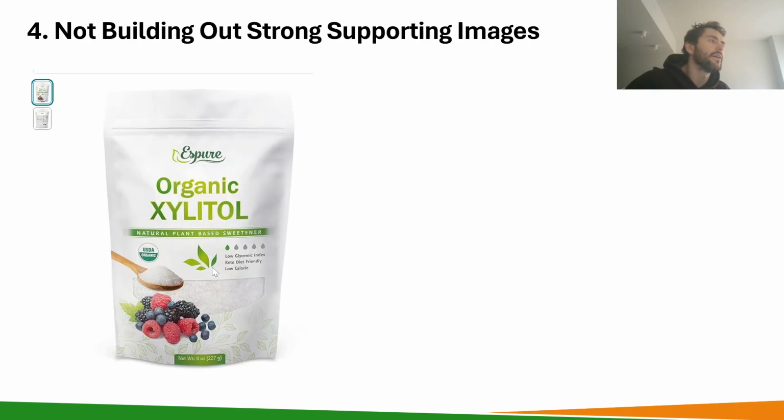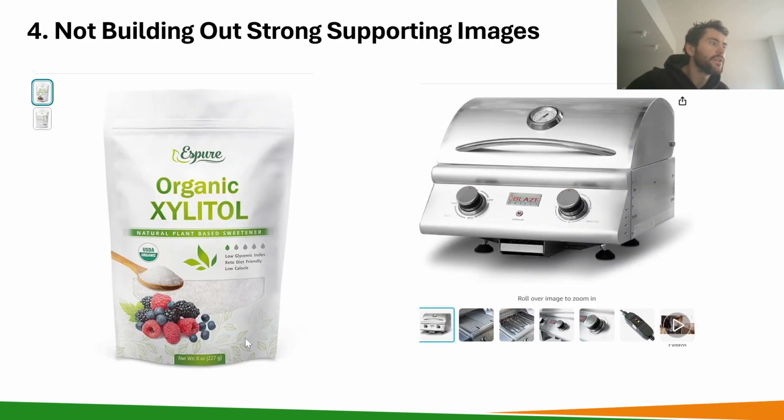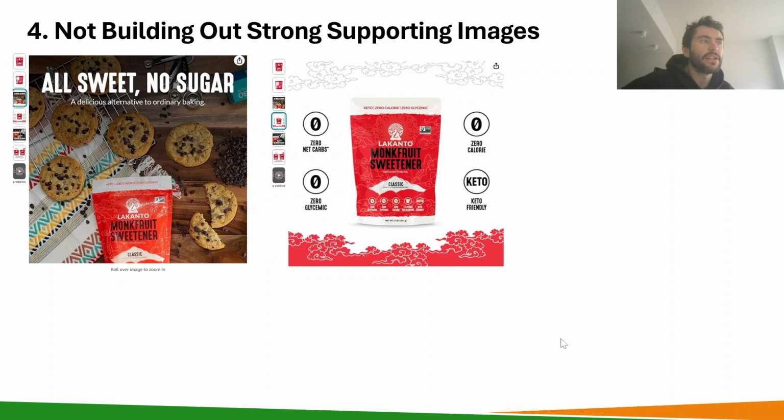Next up is not building out strong supporting images. So here you can see eSpur again, it only has 2 images, and on the right we have this Blaze grill, which really just shows off some different pics of the grill. So I want to show you the value in adding strong images and what it does to drive conversions.